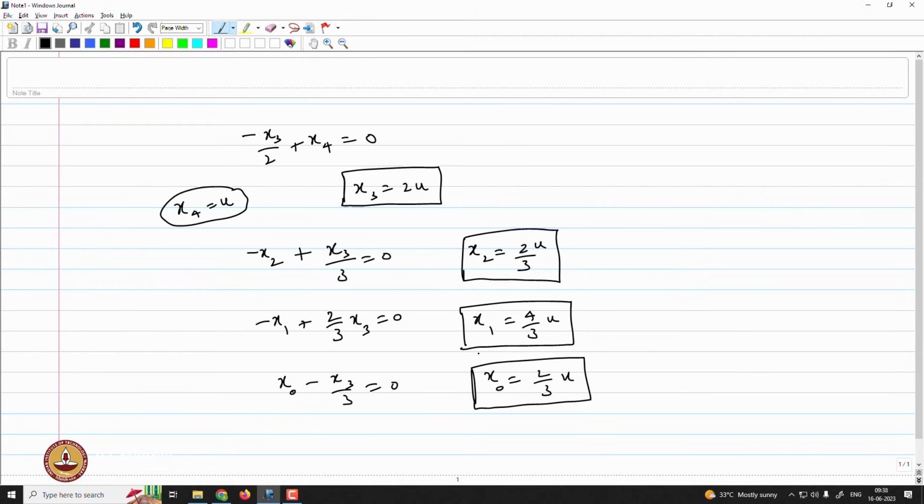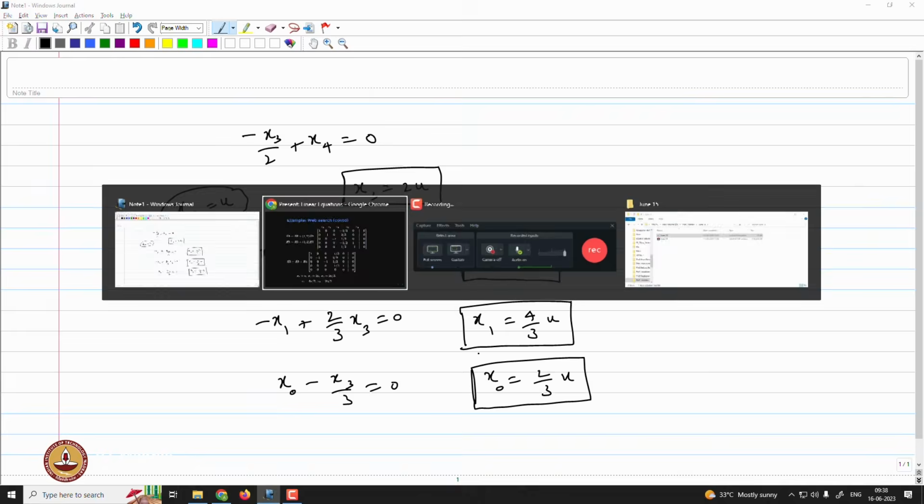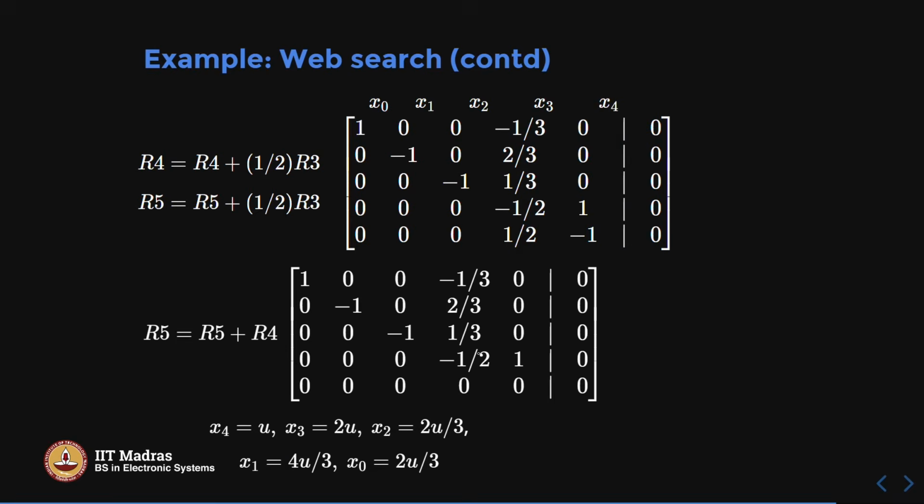So I get my final solution, all of them in terms of u. That's what I've written down here. So you see x4 is u, and then x3 became 2u, x2 became 2u by 3, x1 is 4u by 3, x0 is 2u by 3, so on. Okay, so that's the solution here.